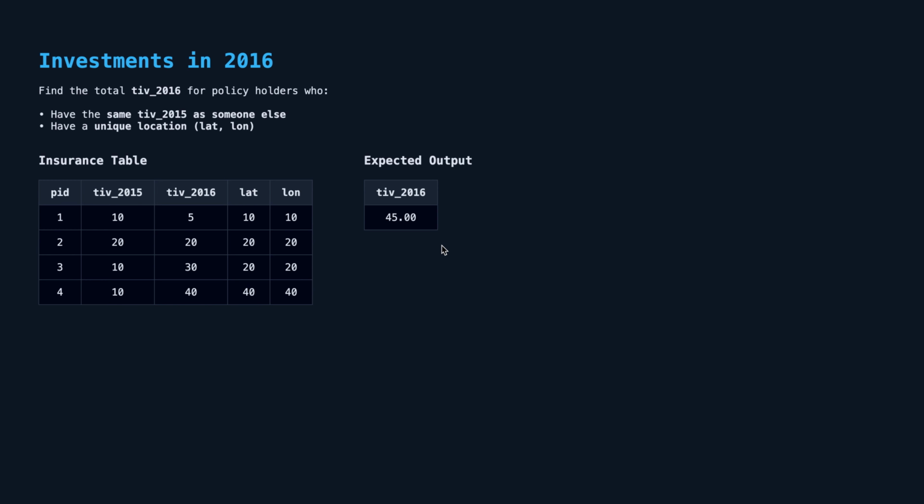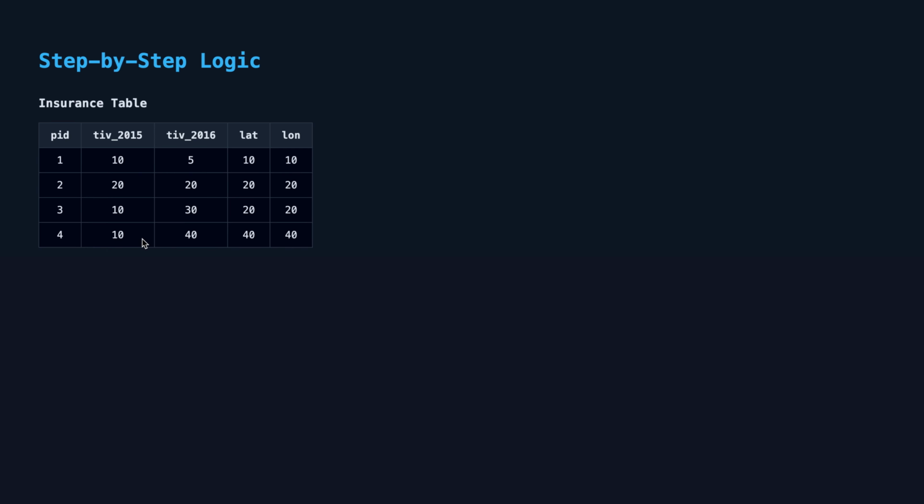So maybe let's start by examining the TIV 2015 value. We want to identify the values that appear more than once. Looking at the table, we can see that the value 10 appears 3 times and the value 20 appears only once. So rows with TIV 2015 equal to 10 satisfy the first condition, but the rows with TIV 2015 equal to 20 do not satisfy this condition. Therefore row 2 will be excluded from further consideration.